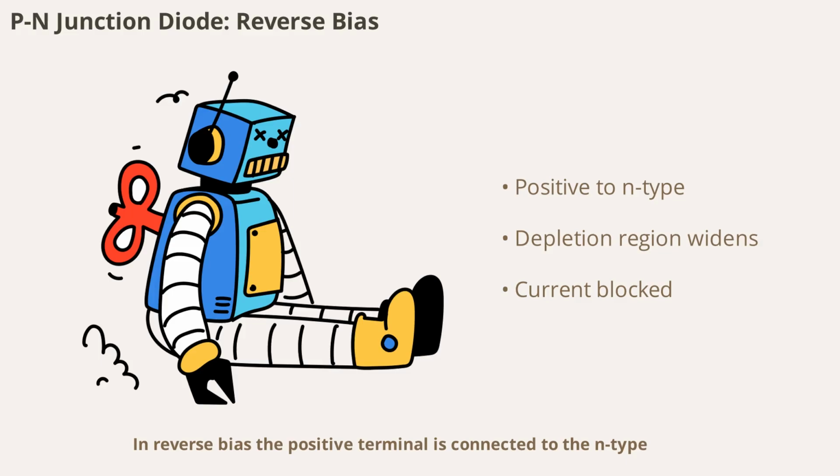current in circuits. In reverse bias, the positive terminal is connected to the n-type side and the negative terminal to the p-type side.